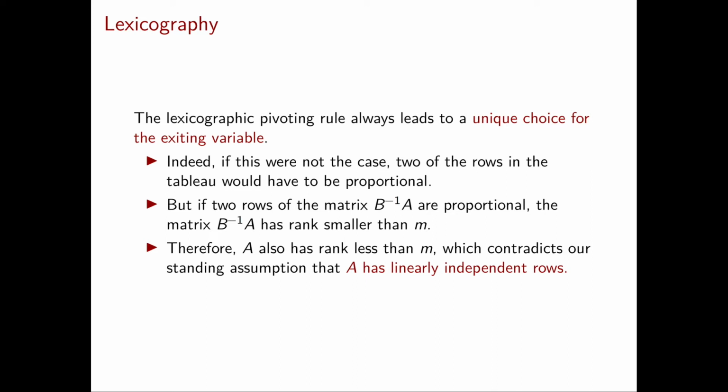To show this, we will use once again the fact that our matrix A has linearly independent rows. Let's prove this by contradiction. If the lexicographic pivoting rule doesn't lead to a unique choice for the exiting variable, it means that there are at least two rows that are proportional to each other. But now remember that the rows of the simplex tableau, if you delete the 0th column, are rows of the matrix B inverse A. So we obtain that there are two rows of the matrix B inverse A that are proportional. In particular, this means that the matrix B inverse A has rank smaller than M. Since B inverse is of course invertible, we obtain that also the matrix A has rank less than M, and so it doesn't have linearly independent rows. So we obtain a contradiction, and this is how we conclude this proof.